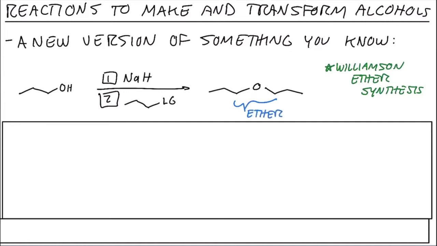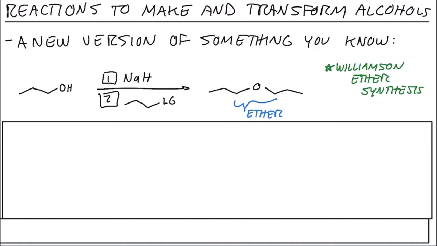That's any single bonded oxygen between basically two carbons, right? So if we have that single bonded between these two carbon groups, then that's an ether. You can have symmetric ethers, you can have unsymmetric ethers, you can have cyclic ethers. We'll see some examples of those in a moment. So we are basically making an ether from an alcohol that we started with.